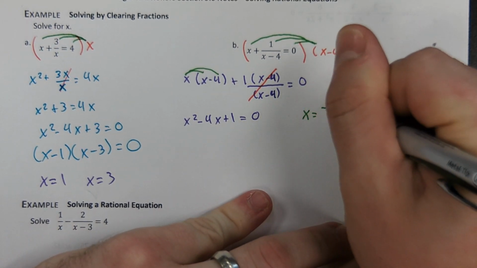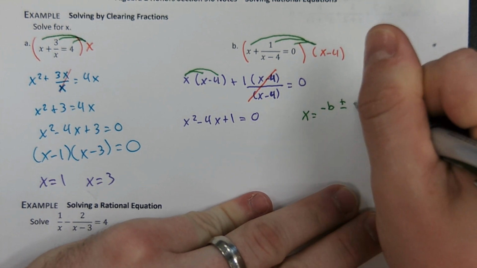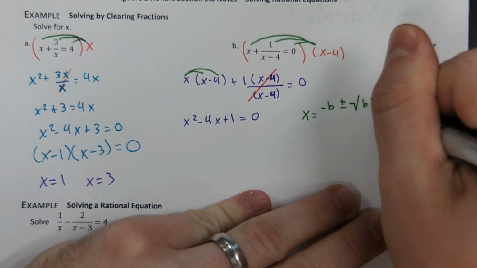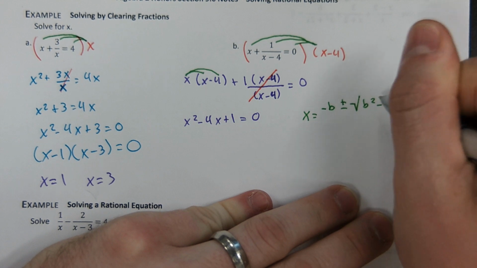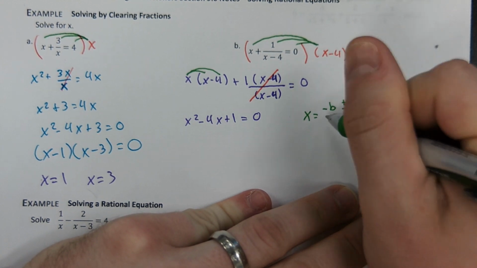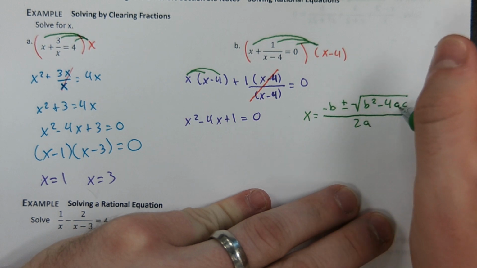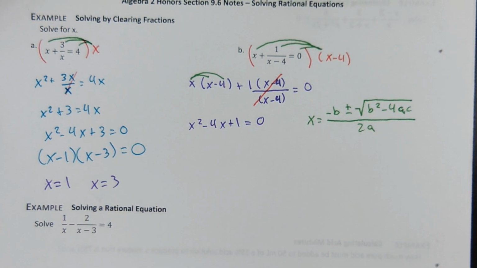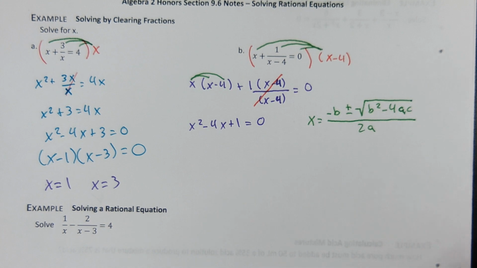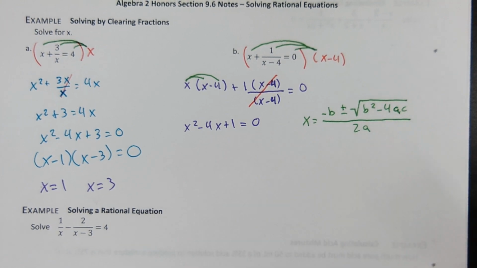x equals negative b plus or minus the square root of b squared minus 4ac, all over 2a. Please know your quadratic formula. It's an Algebra 1 thing. And you could either sing it to the tune of Row, Row, Row Your Boat or to the tune of Pop Goes the Weasel. Either way, you could make this a song.